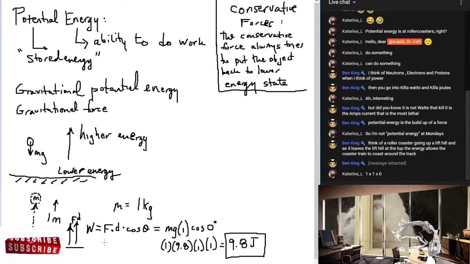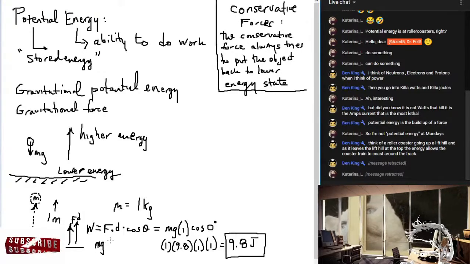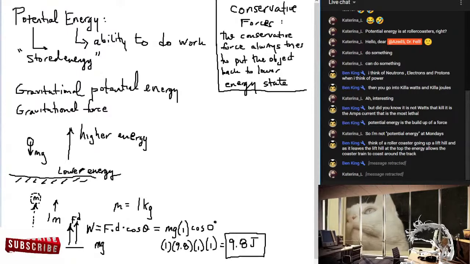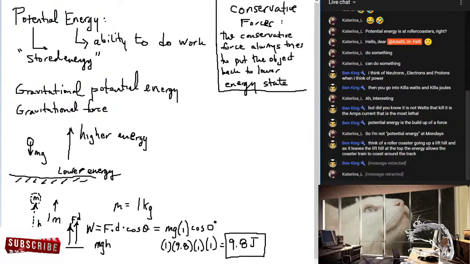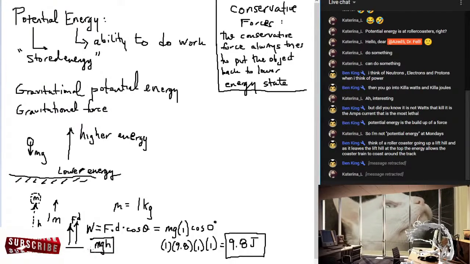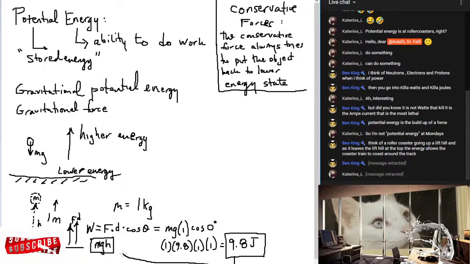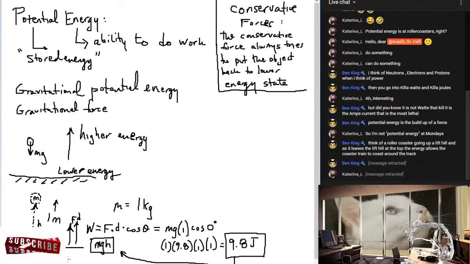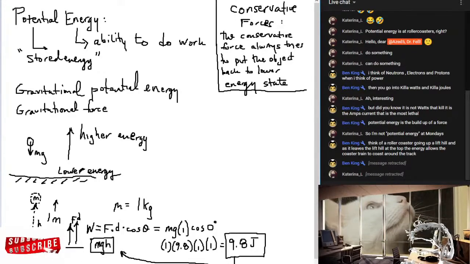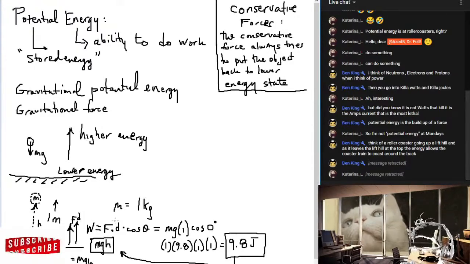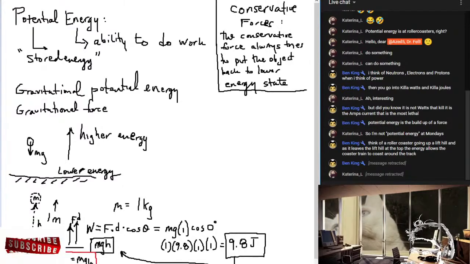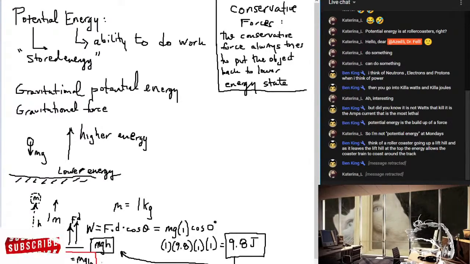Well, if we look at this equation again, and we just plug in what it is a little bit clearer here, mg is the force, d is the height, and we know that the angle would be 0, so we have mgh. Well, this is then the potential energy due to gravity. So mgh is U sub g. I'll do that in red because that's really important. And what is U sub g? This is gravitational potential energy.